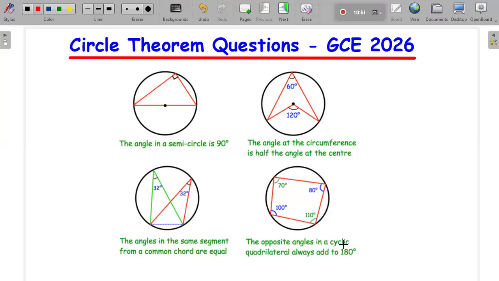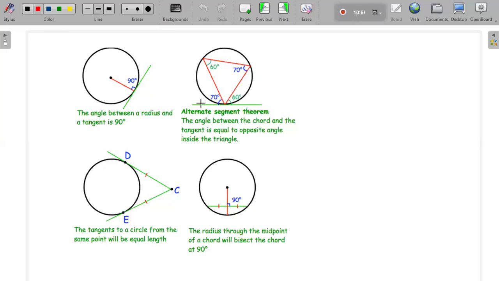The opposite angles in a cyclic quadrilateral always add to 180. So in a quadrilateral, meaning it has what? 4 sides like that. This angle is 100, so opposite that angle is 80. So the sum of the two angles always adds up to what? 180. Same even this side, the sum of the two angles adds up to what? 180 degrees. And the whole thing here adds up to what? 360 degrees.